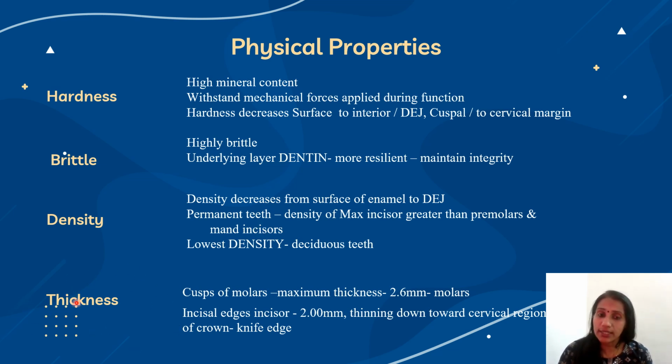When you look at thickness, again the thickness varies from tooth to tooth. It is the molars which have the maximum thickness, especially the molars, around 2.6 millimeter, and as you go towards incisors and all, the thickness decreases. And when you check the thickness of the enamel, the thickness is maximum in the cuspal region and it is very thin at the cervical region.